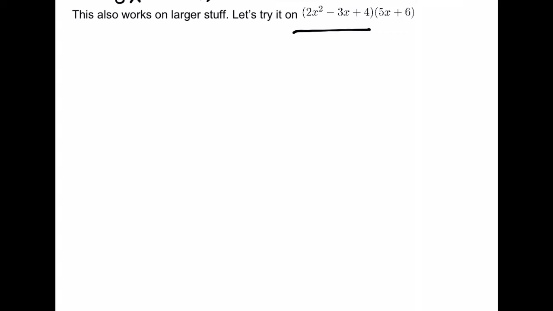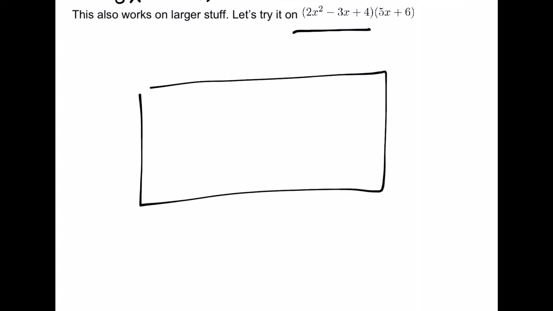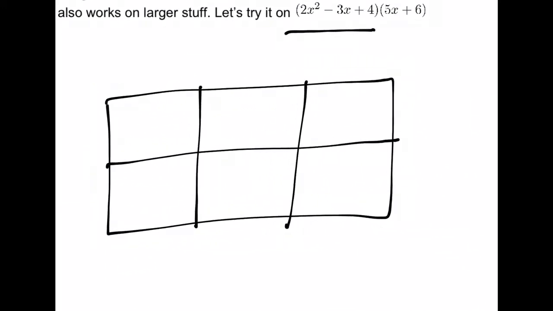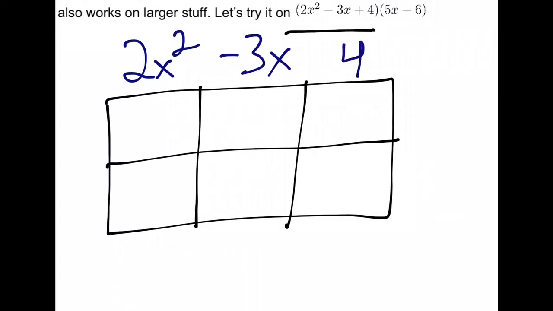So when I draw my box, I'm going to draw 2 rows and 3 columns. I will take the terms from my trinomial, which is 2x squared minus 3x plus 4, and I will put them along the top of the box. 2x squared minus 3x and 4. I can put a plus 4 if I want, or I can leave it. It's already implied to be positive if there's not a negative. The other side I write as 5x and 6.